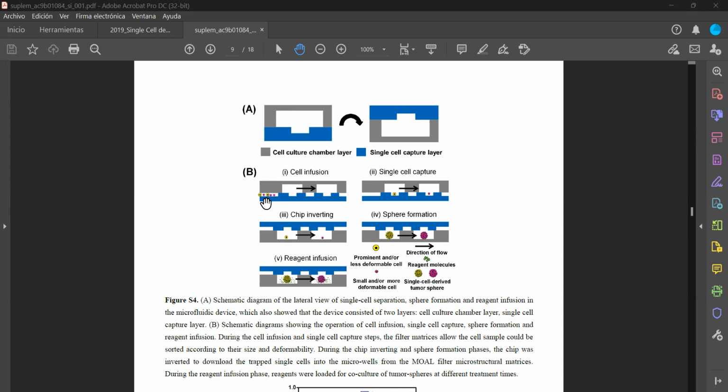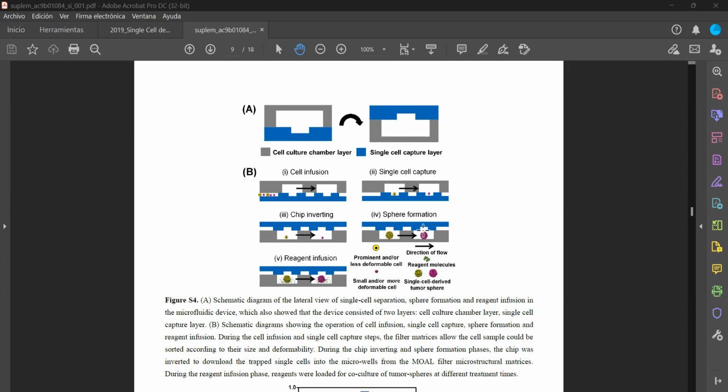And after the cell infusion and the single cell capture, they are going to perform the chip inverting. So they invert the chip, and that's how the cells are going to be now in this culture chamber. And that's how the spheres are going to grow in this culture chamber, which is wider and more comfortable for the cells to grow. Then the reagents are going to pass.